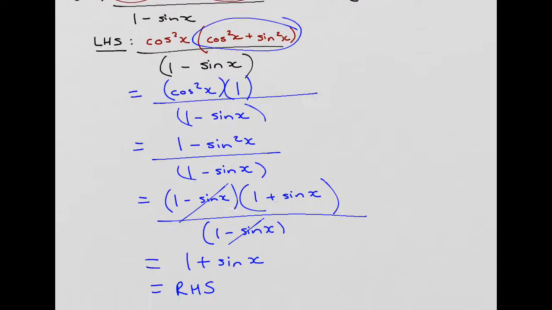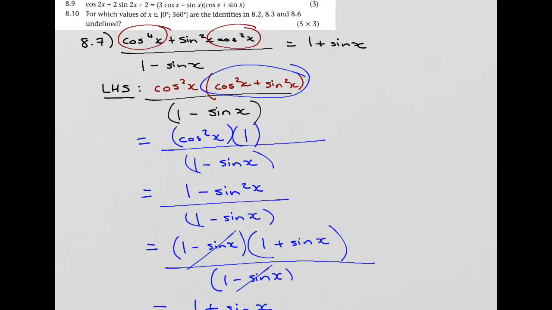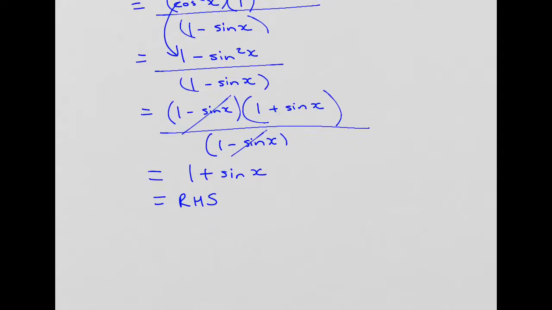So unfortunately for most, the only trig that's involved here is to change the cos squared plus sine squared into the 1, and the cos squared into the 1 minus sine squared x. The rest is all algebra.